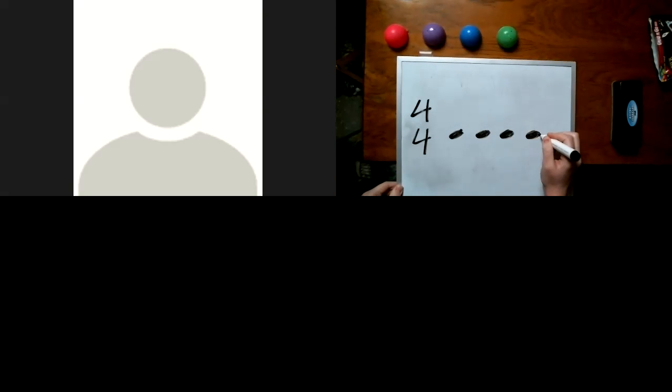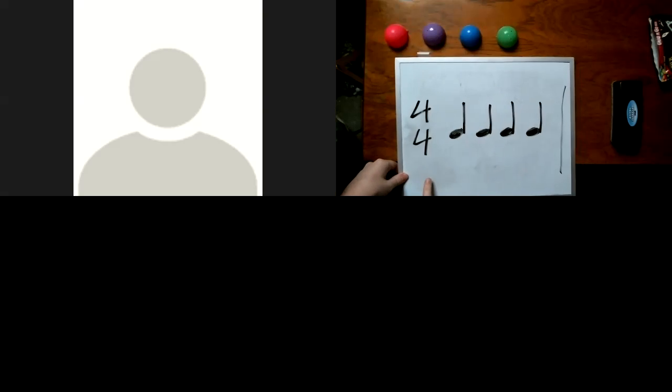4. Remember, the top number stands for how many beats are in a measure, and the bottom number tells us what type of note gets one beat. In this case, the quarter note gets one beat. So in this example, with writing out all the notes, I'm going to be using the number method of counting. So we can have 4 beats in a measure like that.